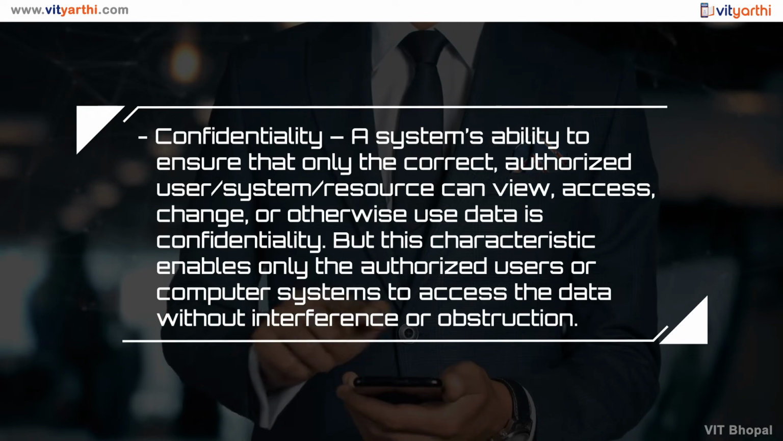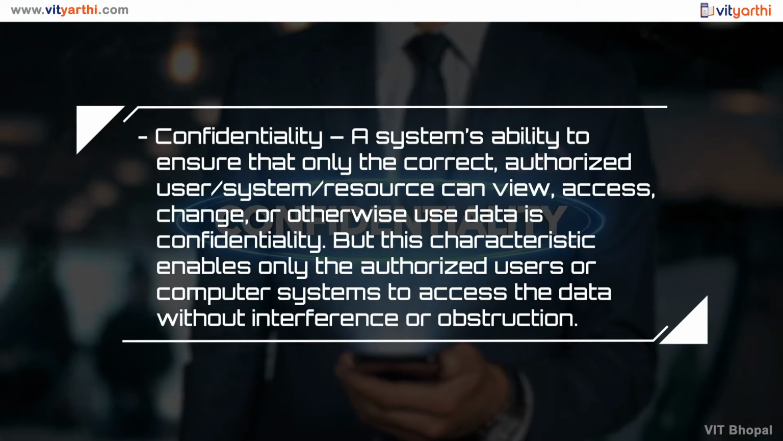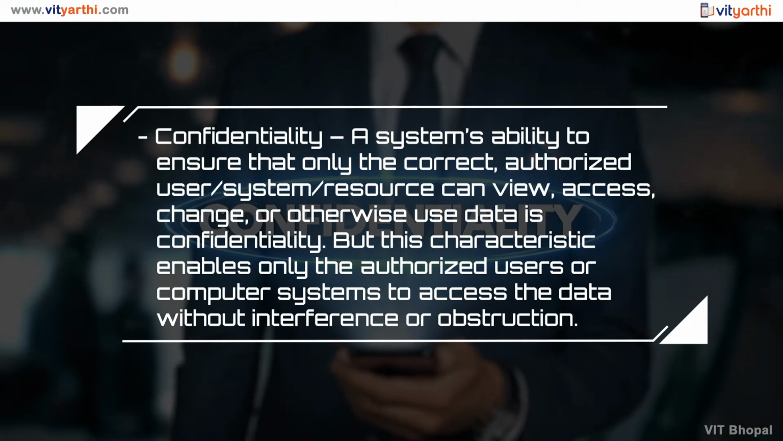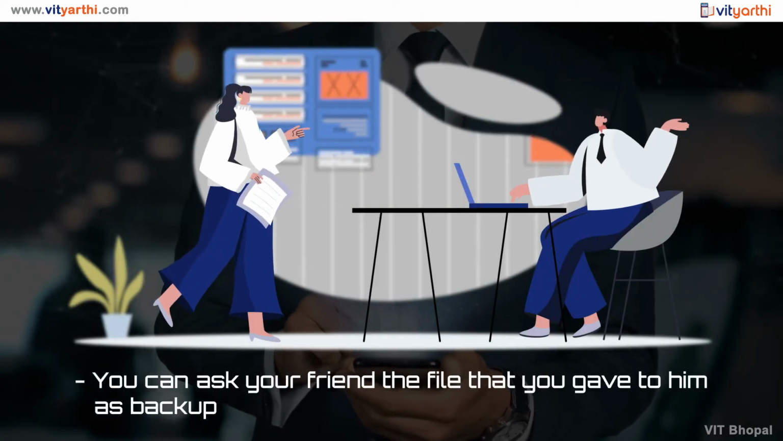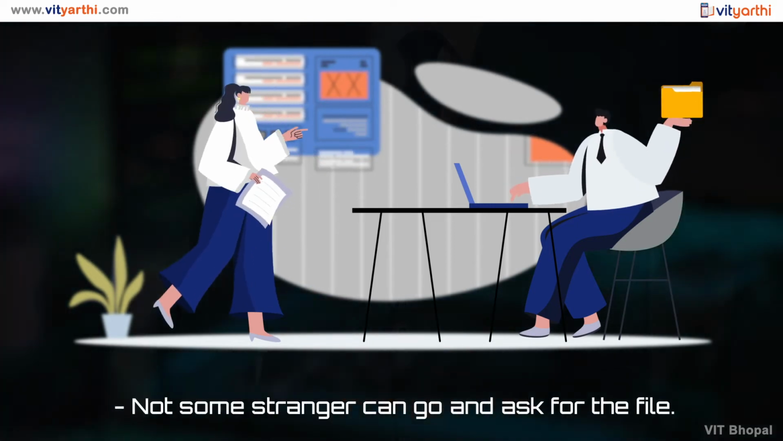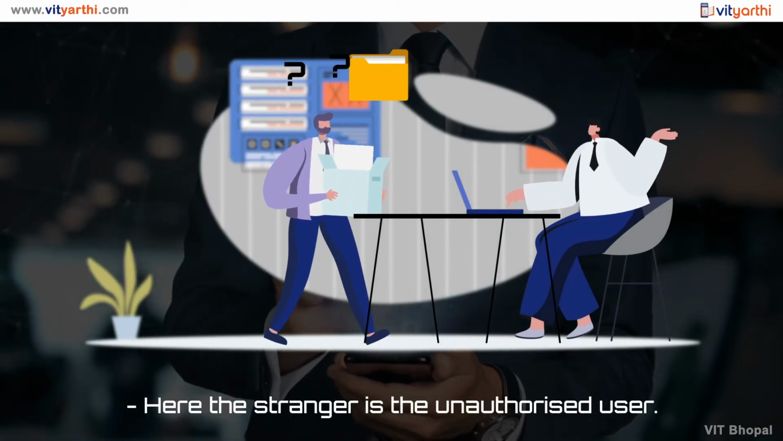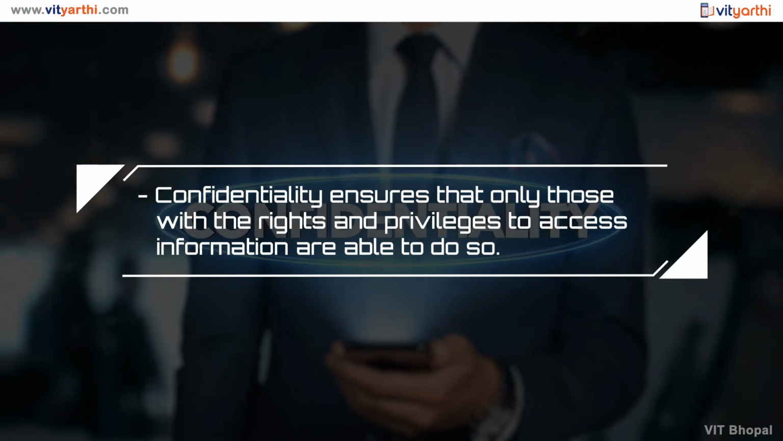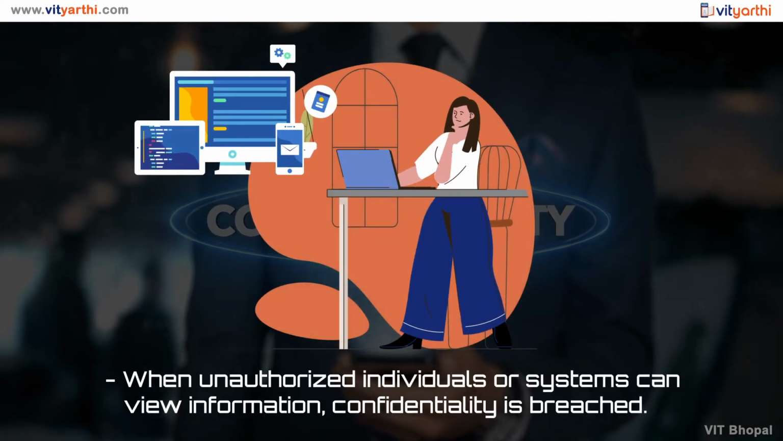Next is confidentiality. A system's ability to ensure that only the correct authorized user or system or resource can view, access, change, or otherwise use data is confidentiality. This characteristic enables only the authorized users or computer systems to access the data without interference or obstruction. Only you can ask your friend for the file that you gave to him as backup, not some stranger. The stranger is not allowed. Here, the stranger is the unauthorized user. Confidentiality ensures that only those with the rights and privileges to access information are able to do so. When unauthorized individuals or systems can view information, confidentiality is breached.